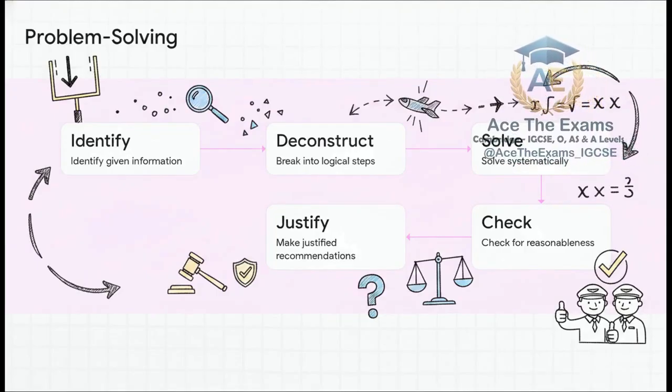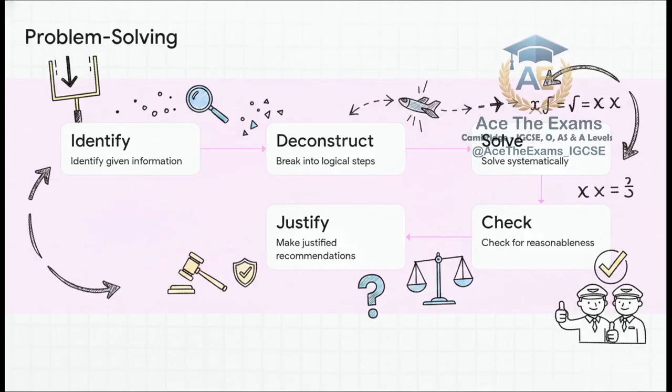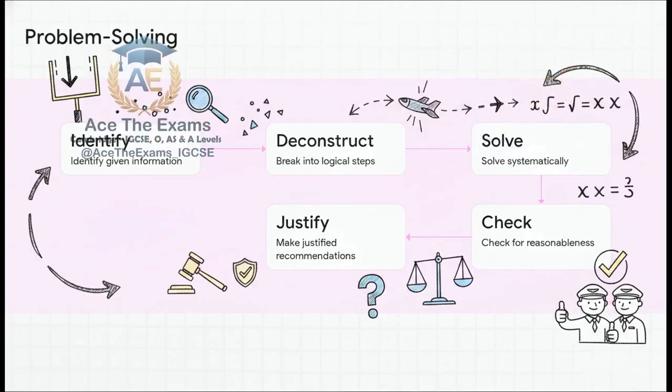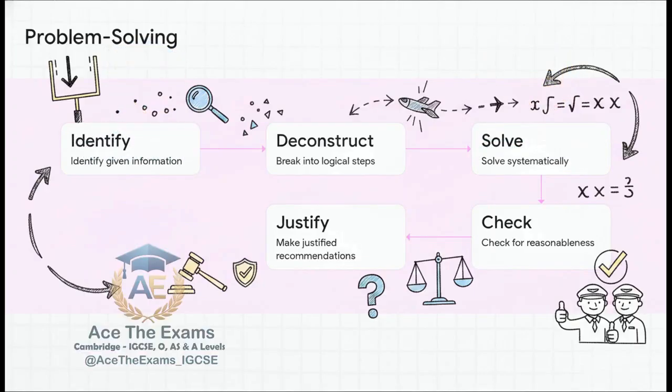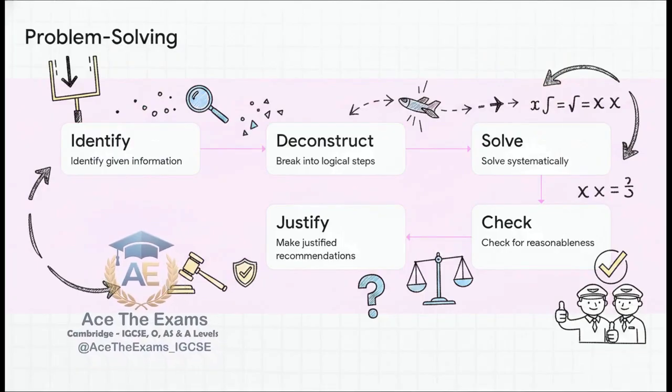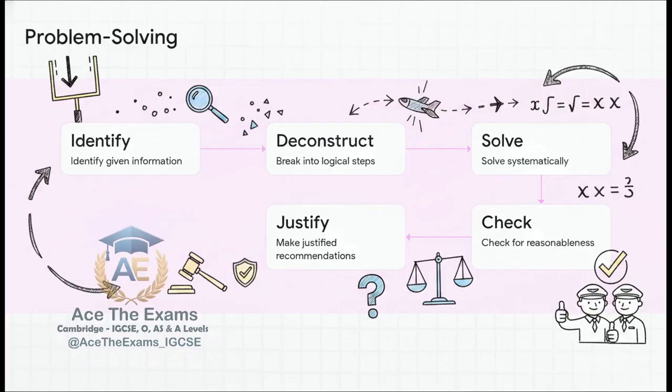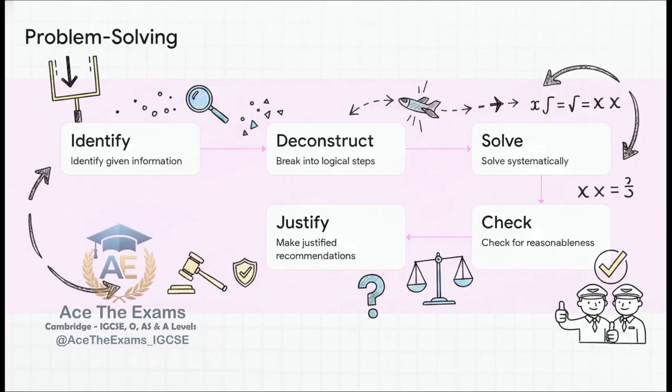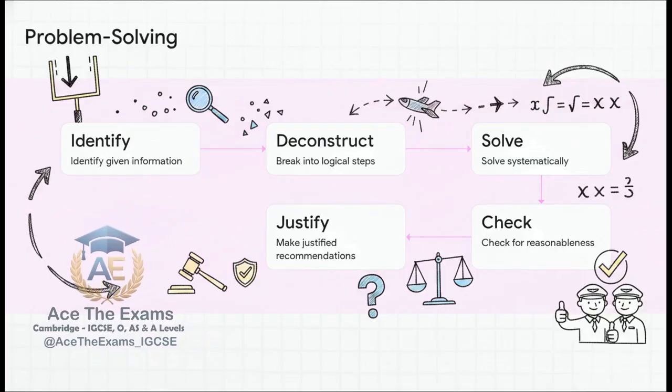Step 2, break into logical steps. Set your flight path. Step 3, solve systematically. Execute the math flawlessly. Step 4, check reasonableness. Look at your answer. Does a lambda of 500 even make sense for this specific scenario? Step 5, justify with evidence. Anchor your answer in the specific context of the question.